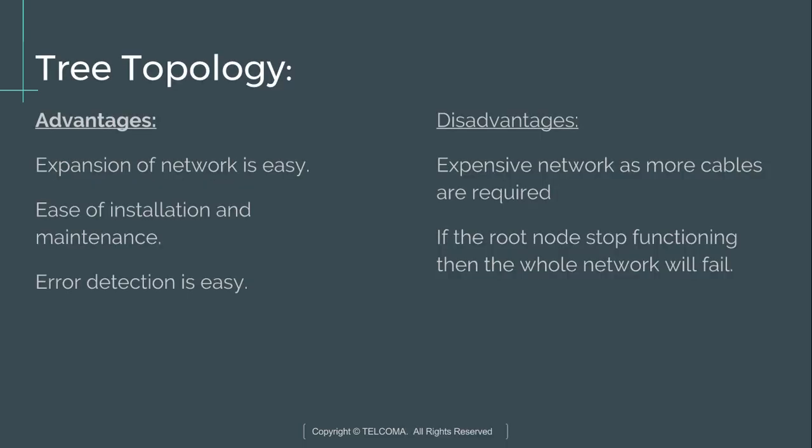Then the advantages and disadvantages. Advantages: expansion of the network is easy, ease of installation and maintenance, and error reduction is easy. Whereas disadvantages: it is an expensive network as more cables are required, and if the root node stops functioning, then the whole network will fail. So this is all about physical topologies.